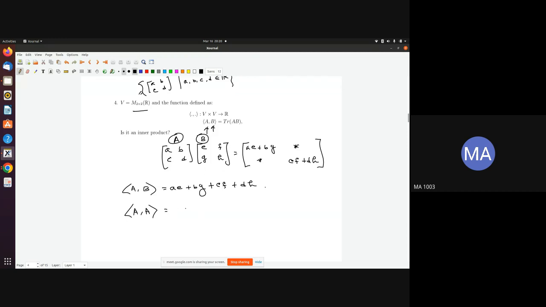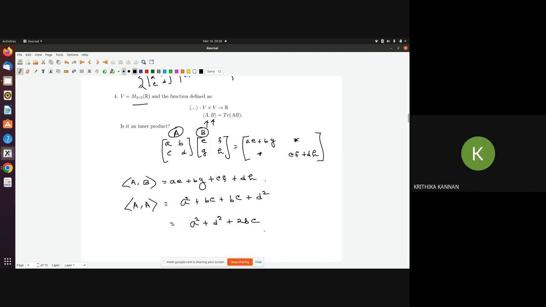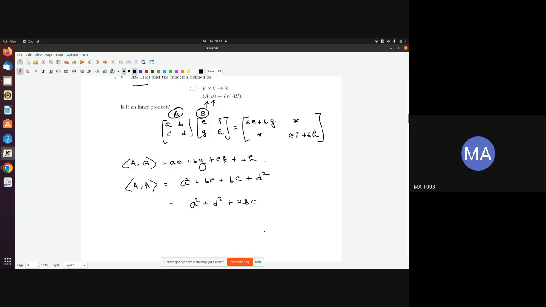So what am I getting? A square plus BC, plus BC, plus D square. So what is it? A square plus D square plus 2BC. Now, is it always greater than 0? No. Can you give me a counter example?